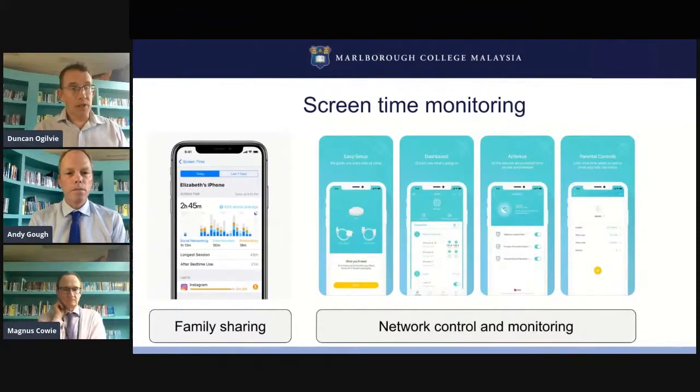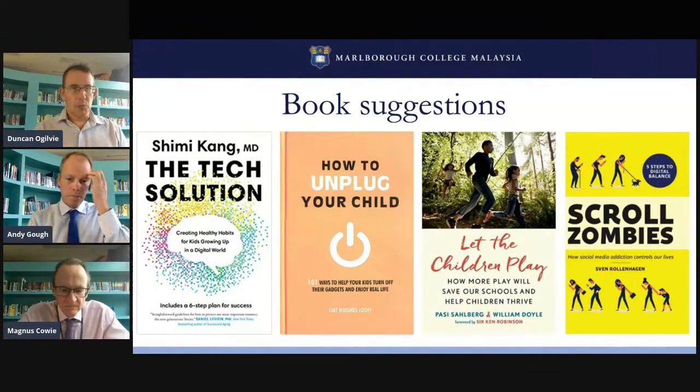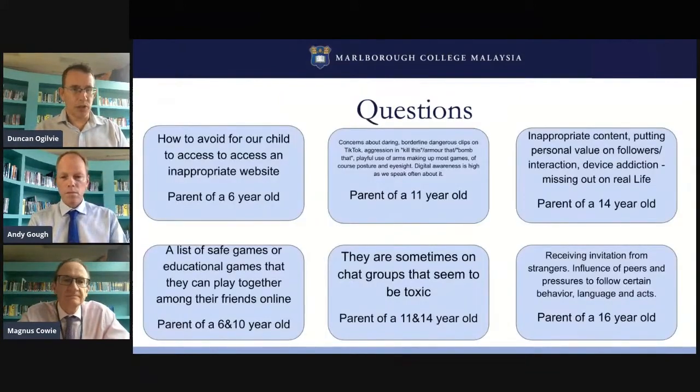So we're going to move on to the questions now. And that is going to be right after the book suggestions. There are 3 books on there that I mentioned last time. A new book has been brought to my attention, which is called Scroll Zombies, which is 5 steps towards digital balance. This has only just been released as well. And the good thing that I like about it is it recognizes the problem, but it is giving people solutions, like the Tech Solutions book as well. So we're here to continue that conversation, to continue that dialogue. But without further ado, we're going to go over to some questions.